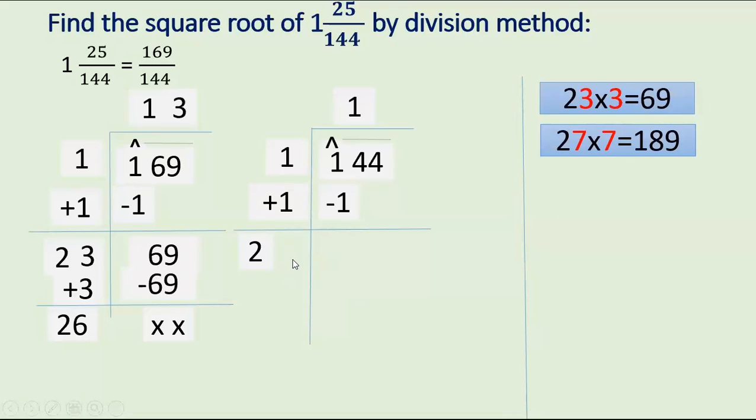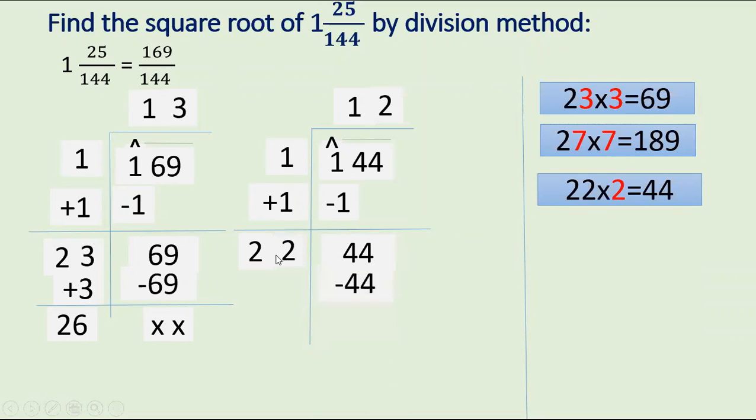Now here we want a number which multiplied by itself gives 44. So we know, it's so simple, that 22 into 2 is 44. Keep in mind, we need the same number. And the same number is going to be added on the left hand side. 22 plus 2 is 24. Right, students? So we get the answer here.